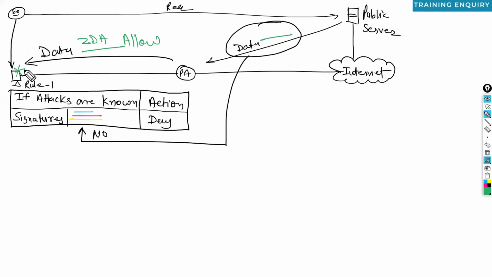Got it? Now the question is this: can we stop a zero-day attack? Then we will say no. But is there any opportunity that we can minimize the loss? Can we control it in any way? If there is a zero-day attack, it will not match with any signature. If it does not match with any known attack, then no vendor firewall can stop it. That will bypass the firewall.